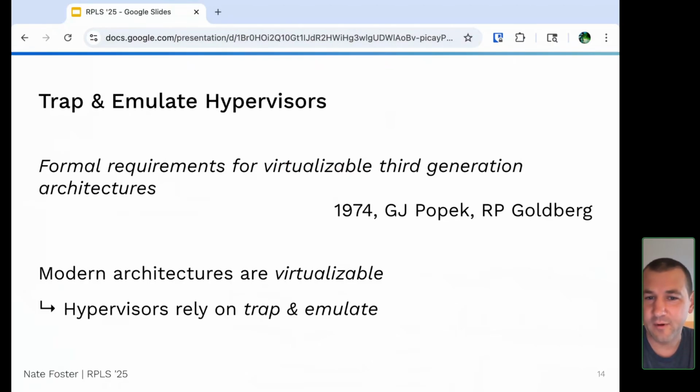At the time, they were working in the 70s when it actually wasn't the case that every hardware architecture was virtualizable. So sometimes there were instructions that essentially, you couldn't expose to the VM because they would do things that you couldn't intercede and correctly emulate. But mostly due to the influence of this paper, most modern architectures are virtualizable. And as a result, you can build hypervisors that use a strategy that's often known as trap and emulate.